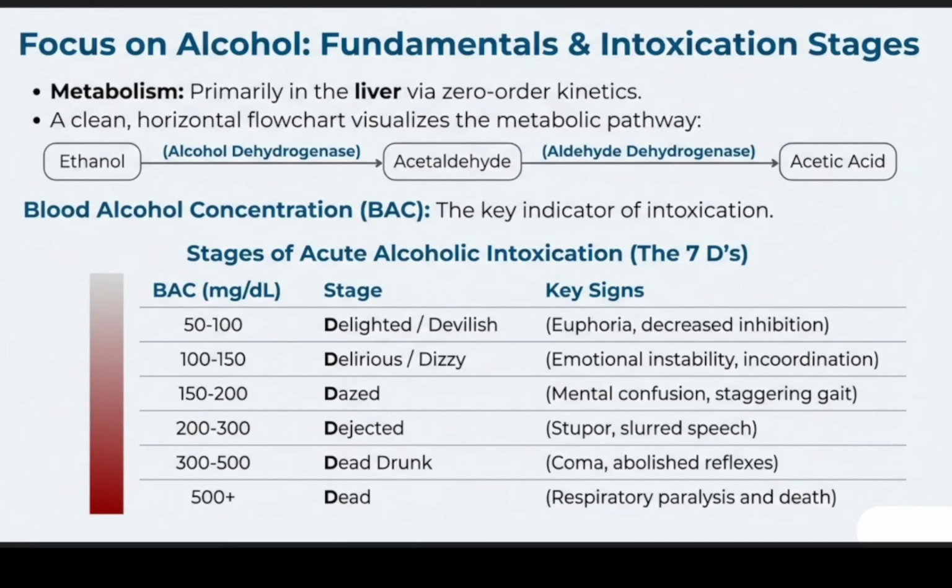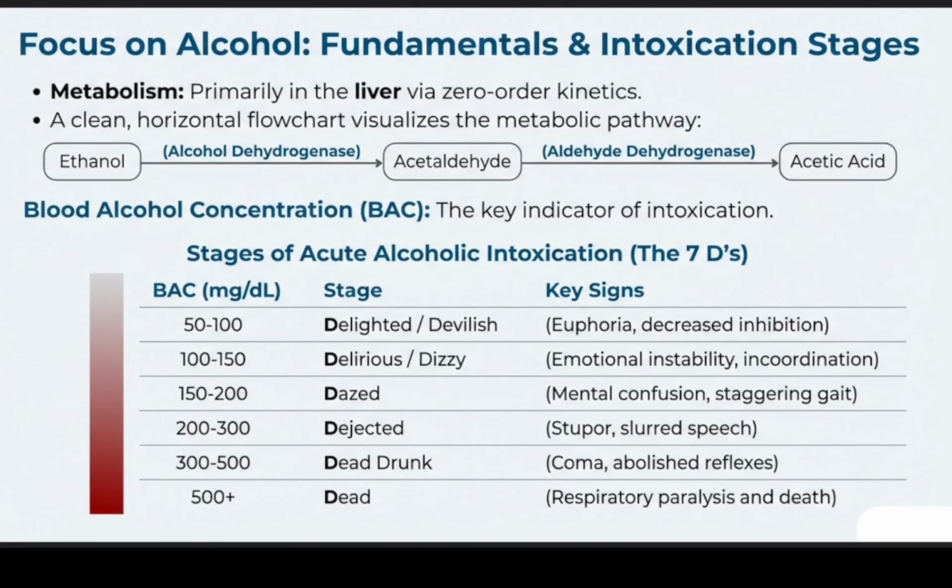But let us start from 50 to 100: euphoria and decreased inhibition. A little higher, 100 to 150: delirious, dizzy person, emotional instability, incoordination. 150 to 200: dazed, mental confusion, staggering gait. 200 to 300: dejected, stupor, slurred speech. 300 to 500, we call it dead drunk: coma, abolished reflexes. Above 500, dead. Why dead? Because of respiratory paralysis and death.